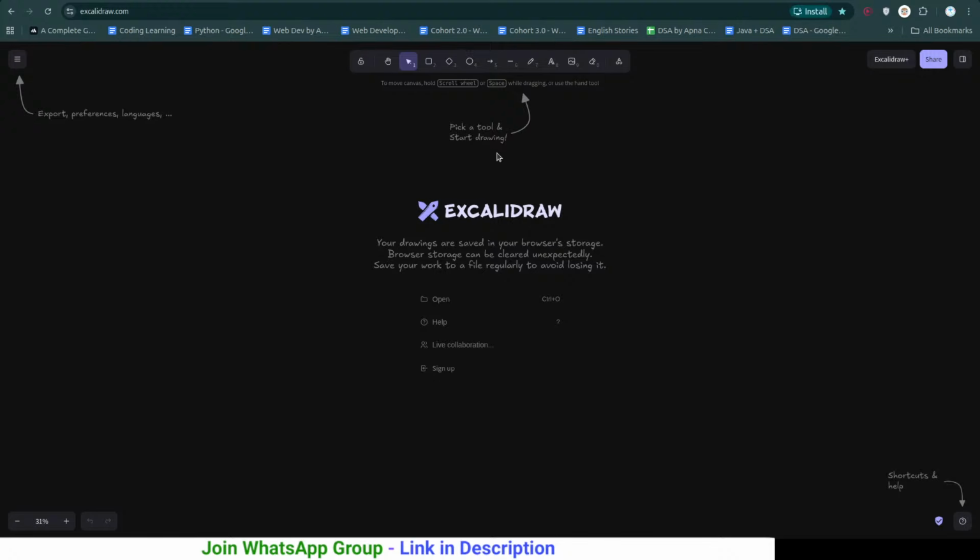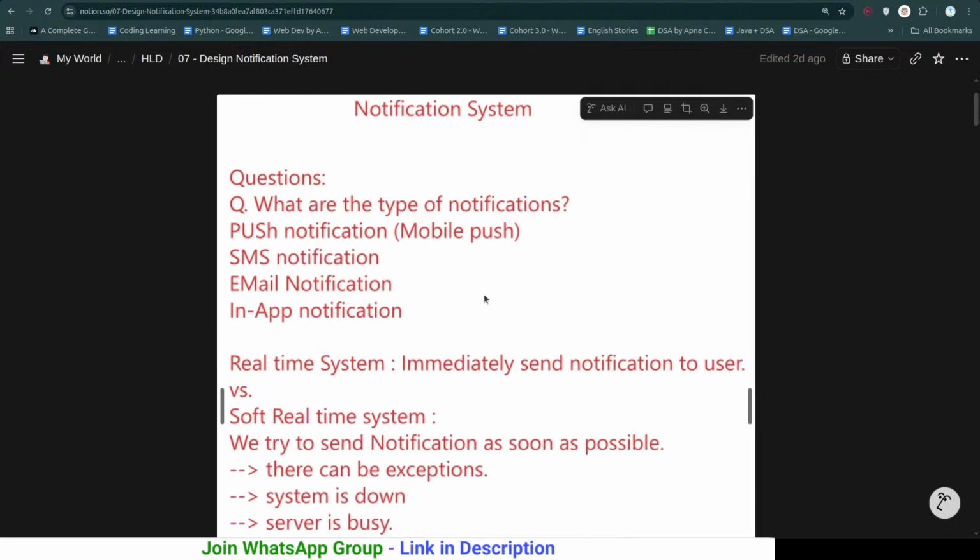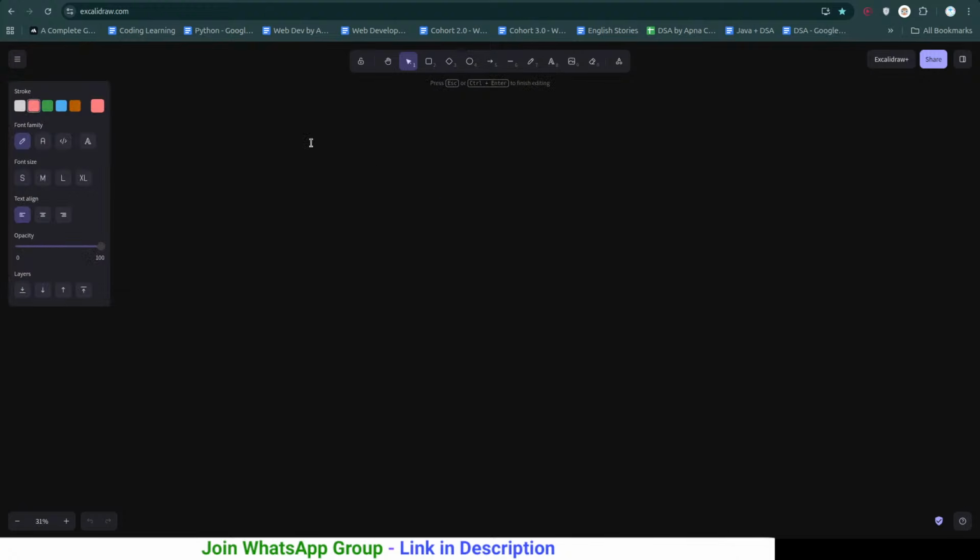We may need to draw some diagrams talking about this notification system. So there are a few things you have to keep in mind. First of all, whatever system you are designing, it doesn't matter what kind of system it is, in system design you need to ask questions related to that particular system, whatever information you need regarding it, you should have that information. Second, you have to get the back of the envelope calculation done.